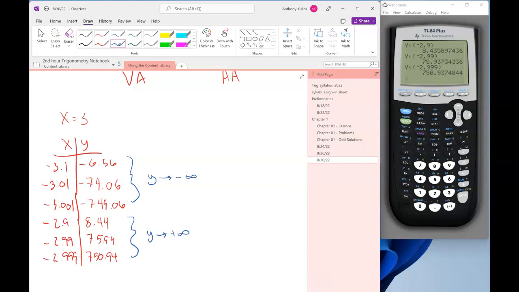So this is what I need to see in order to confirm that this is a vertical asymptote. As I get close to that value from either side, the function is heading towards either positive or negative infinity.